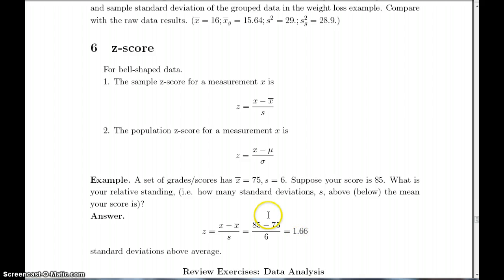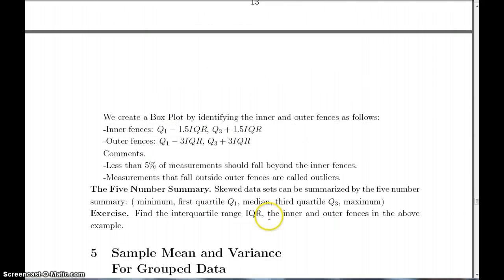Okay, now some comments. We have to remember that with that graph, 5% of the measurements should fall beyond the inner fences. Measurements that fall outside the outer fences are called outliers.